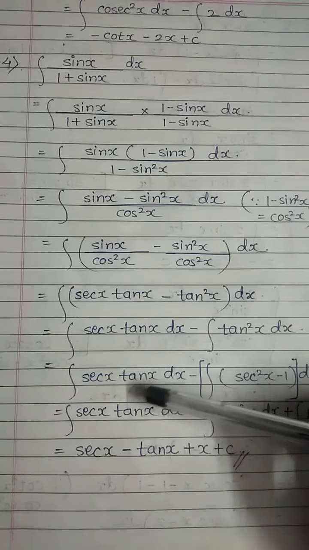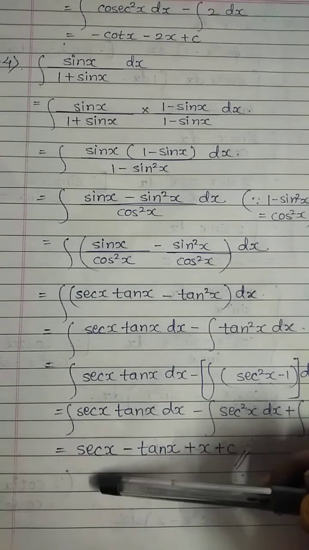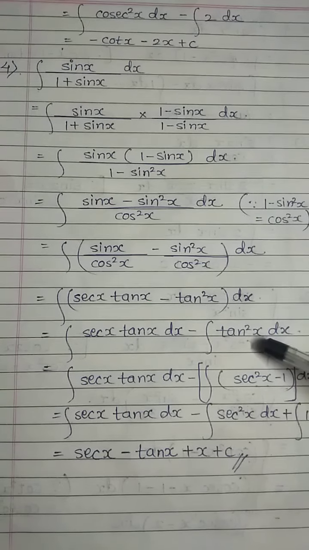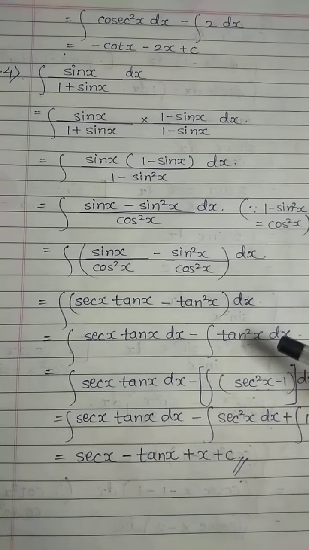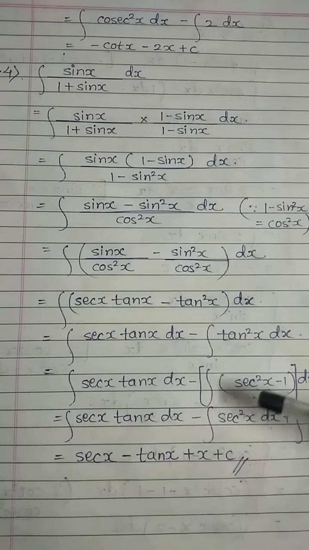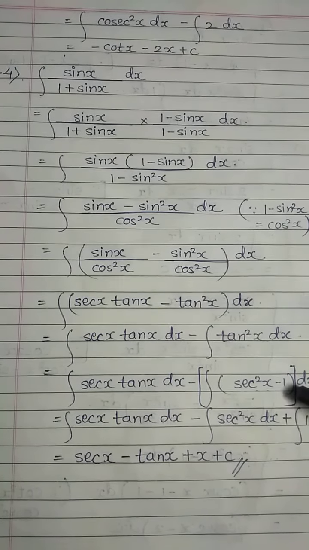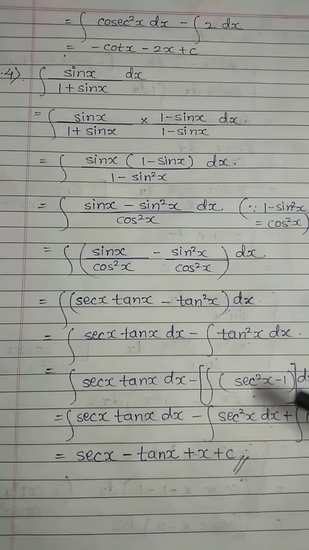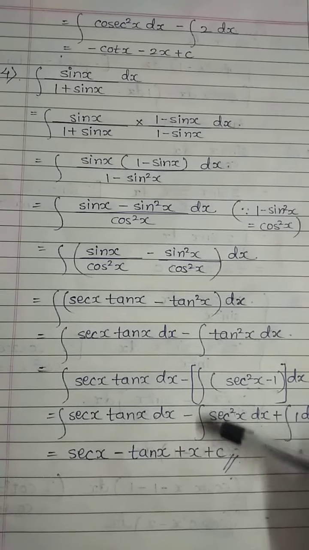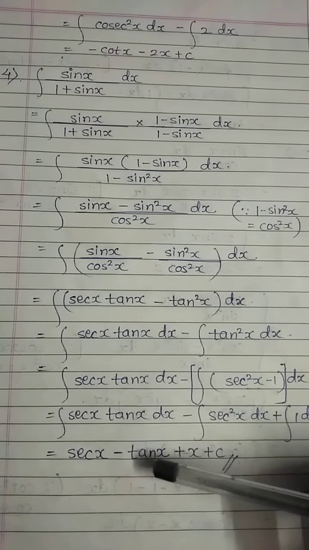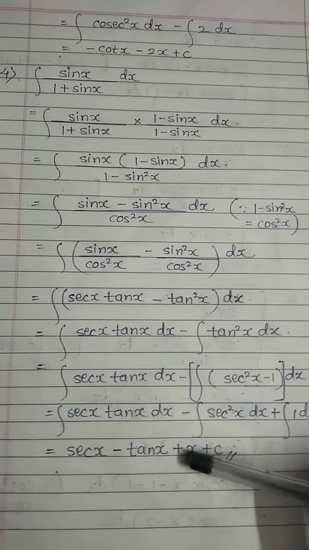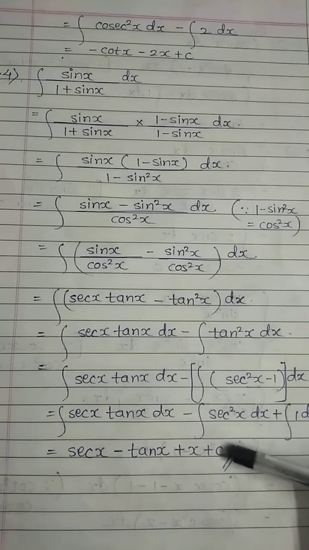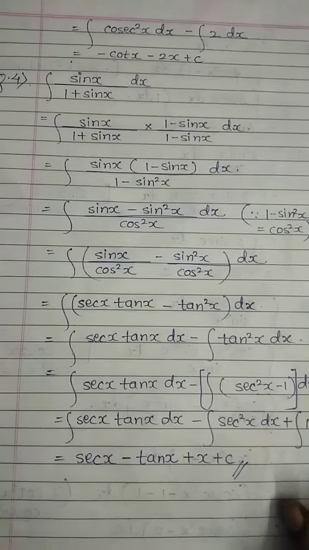Now integration of sec x into tan x is nothing but sec x. We know the formula. But since no direct formula is available for tan square x, just like question number 1, here we will write tan square x in terms of sec square x, that is sec square x minus 1. But since minus sign is present in the middle, the sign of this 1 will get changed, that will become plus. So integration of sec square x dx is nothing but tan x. Integration of 1 is x. So total answer is sec x minus tan x plus c, that is constant of integration.